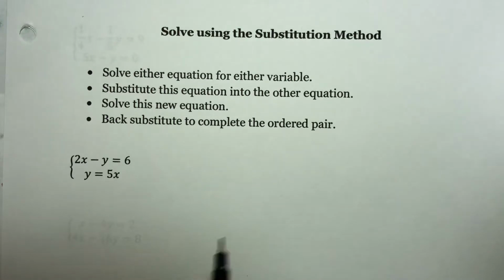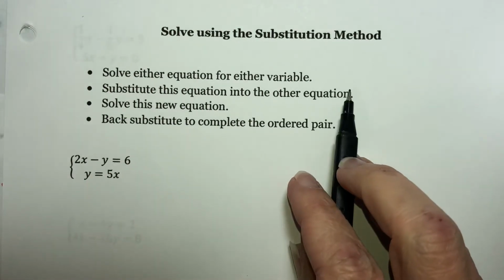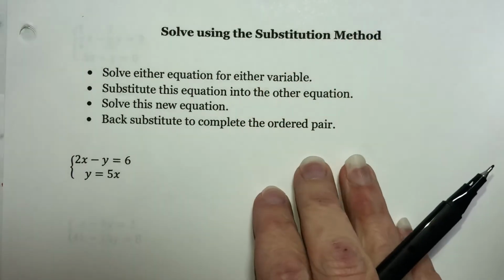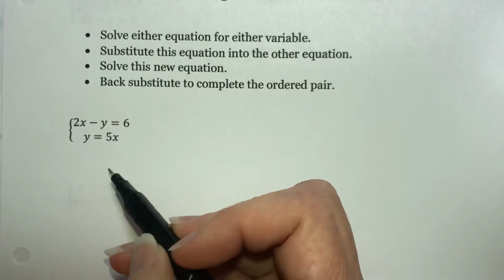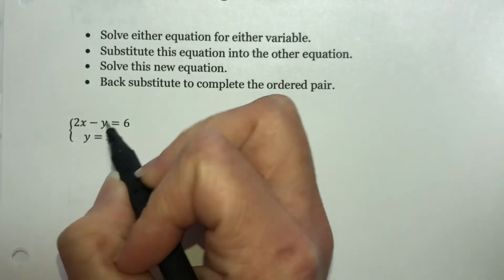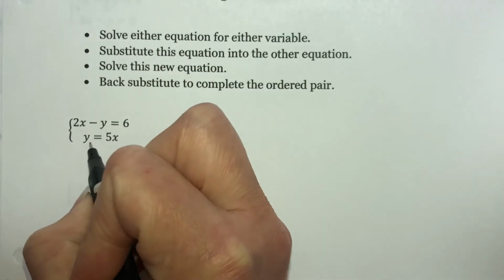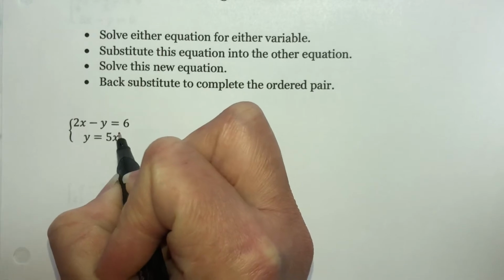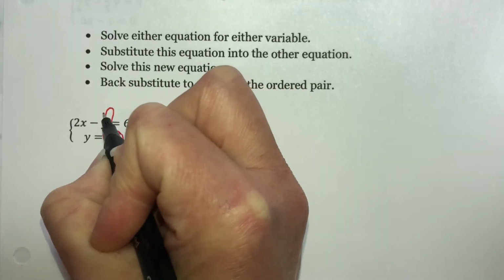Then we're going to substitute this equation into the other equation. We're going to solve the new equation and back substitute. This will make a lot more sense after an example. So let's look at this first system. My second equation is already solved for y. Since I know that y is equal to 5x, even though I don't know what 5x is, I'm going to be able to take this and plug it in right there.